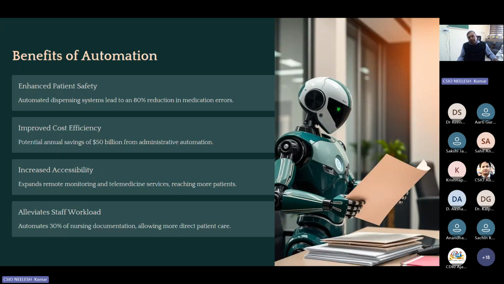So the benefits are, as we said, that it will improve cost efficiency, patient safety will be enhanced, uniform treatment modalities will happen, and it will also ease the staff workload.